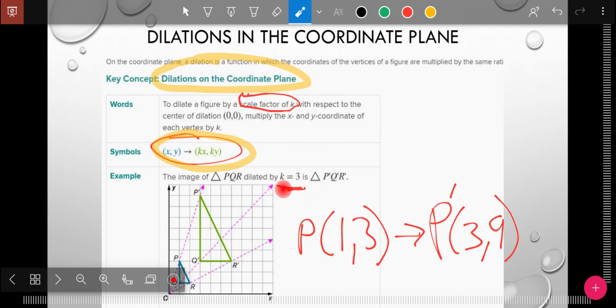On this example, they tell me right now K is 3, and so I count over and up, so P is 1, 3. So I got P 1, 3 just by counting. Like if this was a homework assignment, the green one would not be there, just the blue one. So I count over and up. 1 for X, 3 for Y. K is 3, so I multiply 1 times 3 is 3. 3 times 3 is 9. P image, remember this is my new one, is 3, 9.